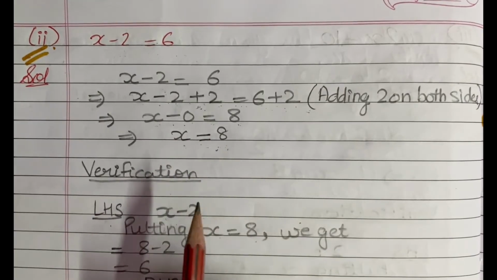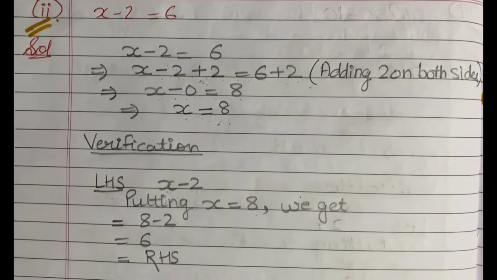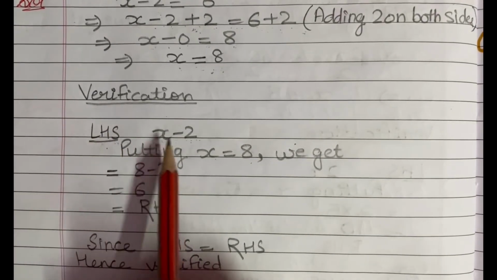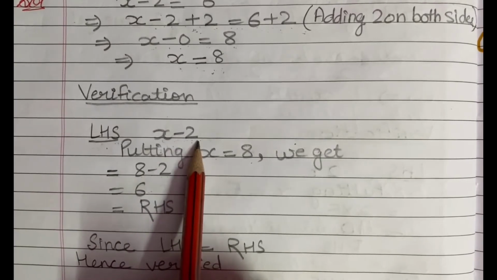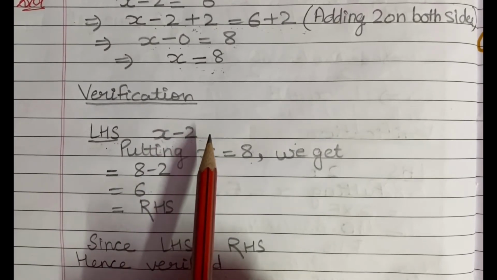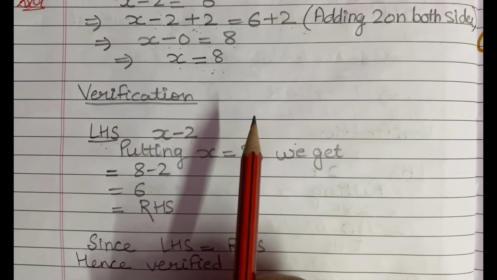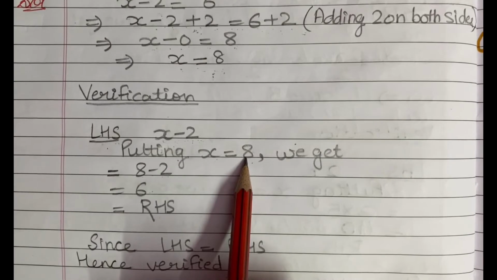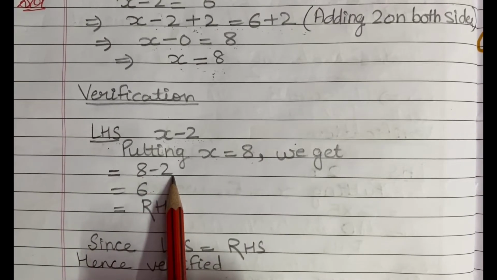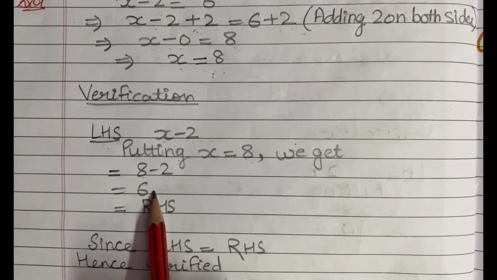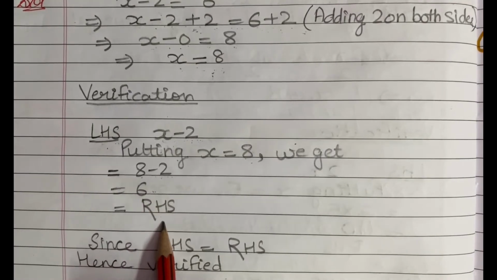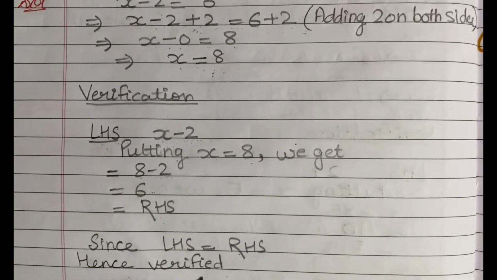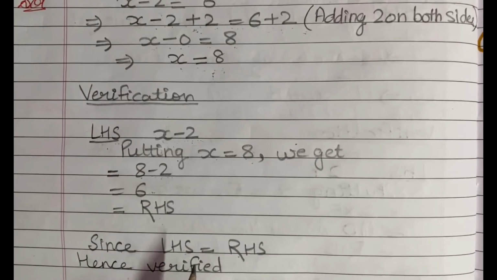Now we have to verify this also, and in verification we will take the LHS. LHS is x minus 2. Now in this x minus 2, we will put x equals 8 which we have found above, and on putting x equals 8, we will get 8 minus 2, and on solving this we will get 6, and this is nothing but our RHS. So since LHS is equal to RHS, hence verified. Hopefully it is clear to you.